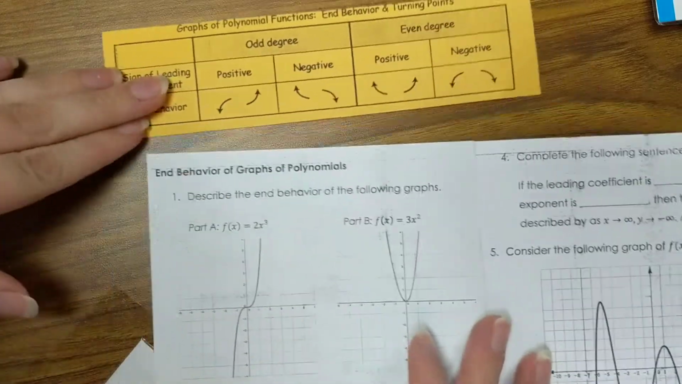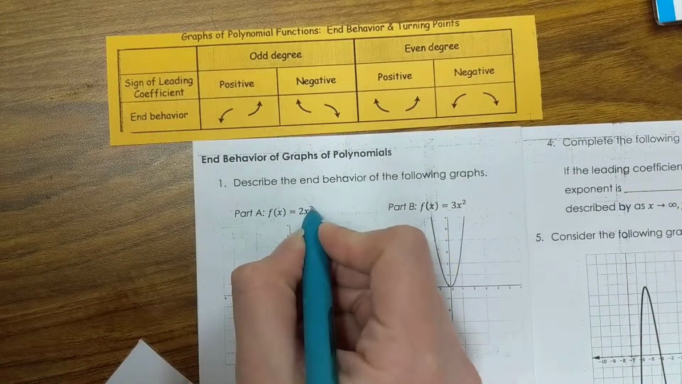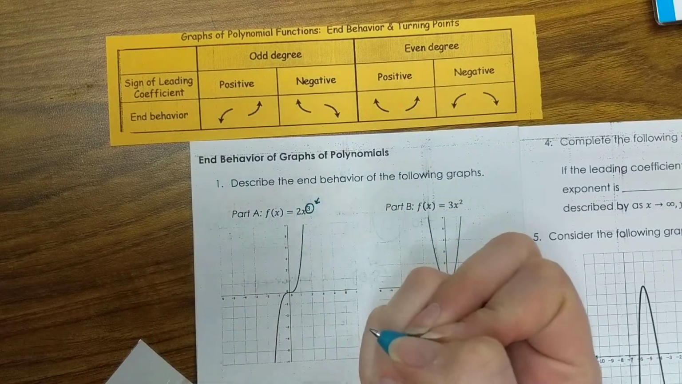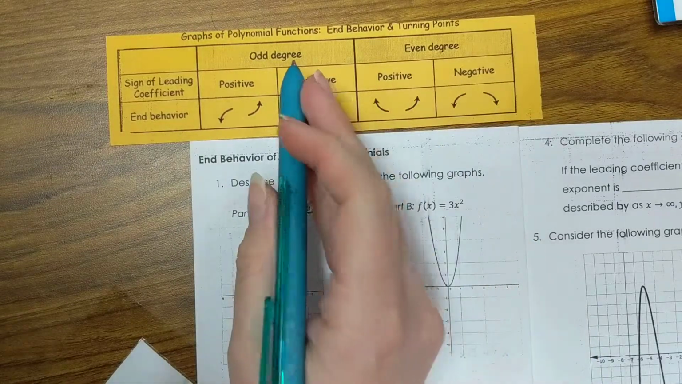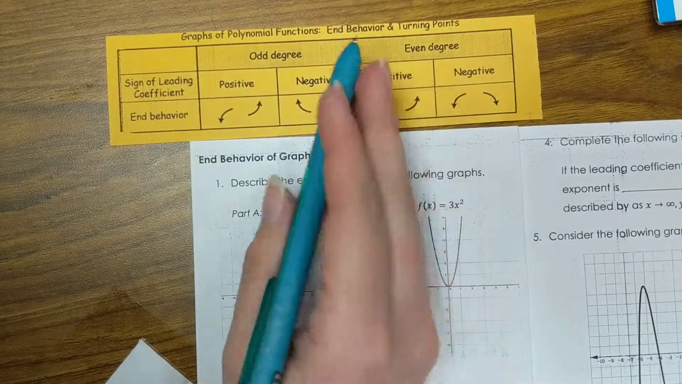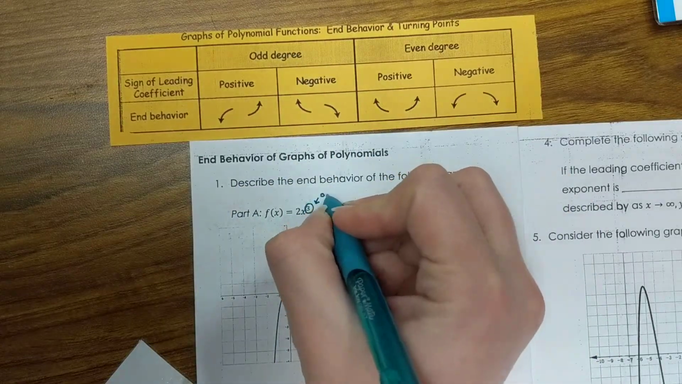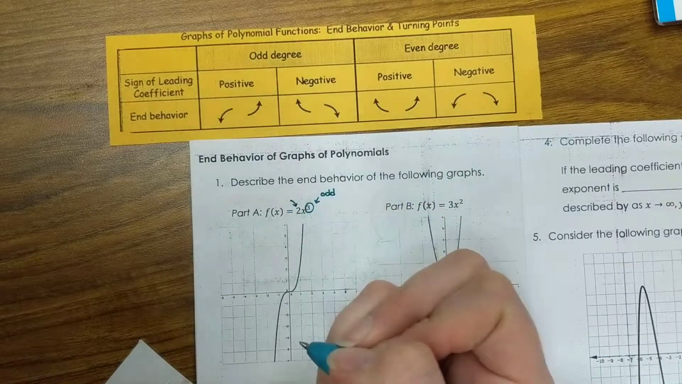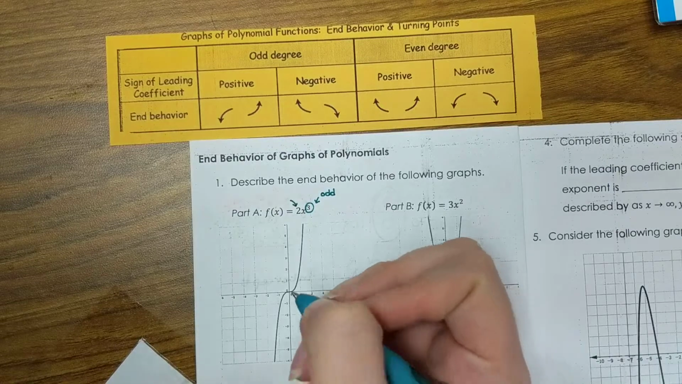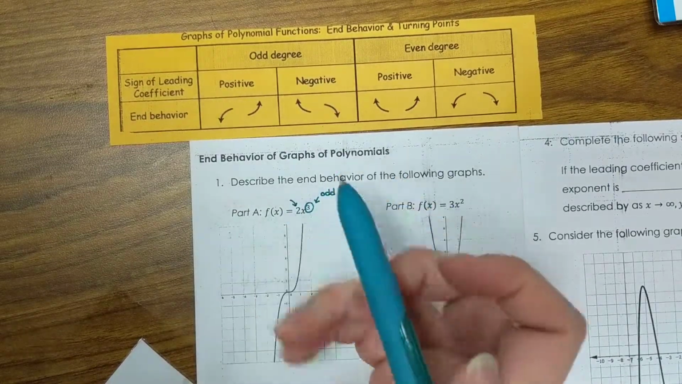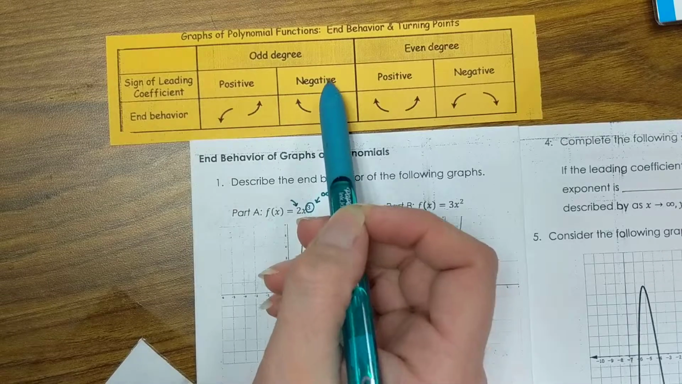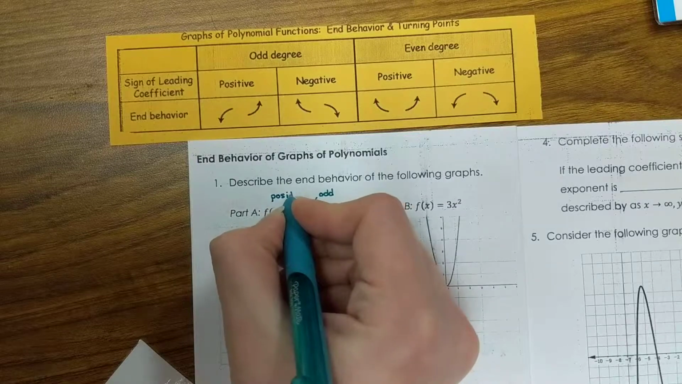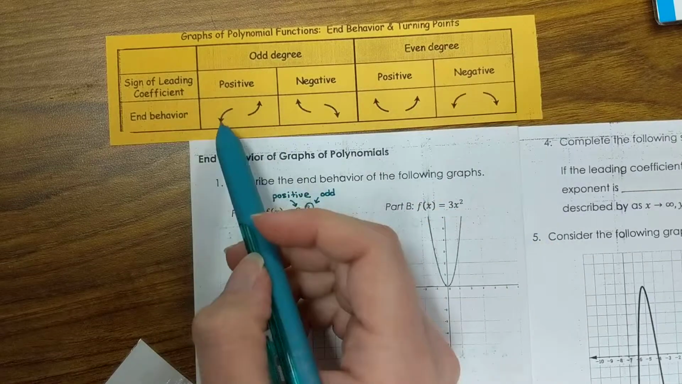So what that means, when you look at this first one, 2x cubed, the cubed is the degree. So you tell me, is 3 an odd number or an even number? Hopefully you said it's odd. So it's odd for the degree. And then you look at the number in front, the coefficient. So the coefficient is 2. Now tell me, is 2 positive or negative? You should pick positive.